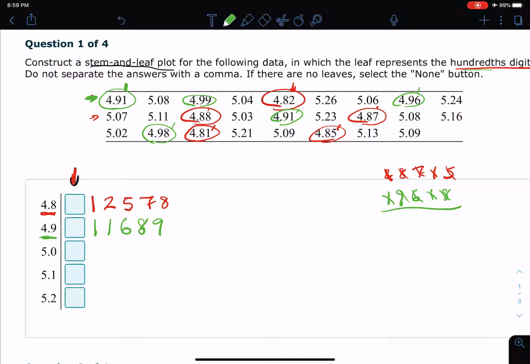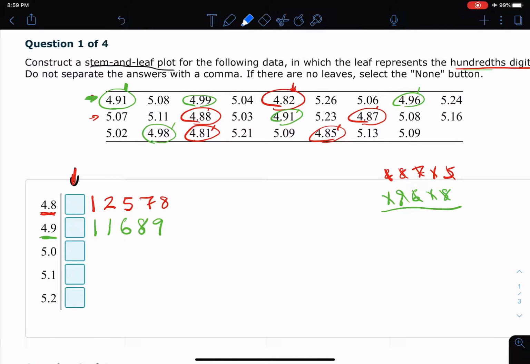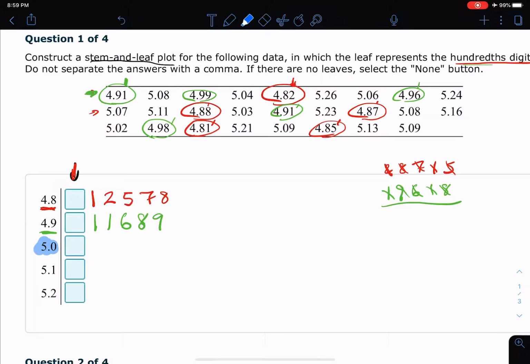The next one, let's get some highlighter colors going here. How about highlighter blue? So now we're looking for 5.0s, so 5.0 something. So that's going to be 5.0, this one. Let's say 5.0, of course 7, but I'm looking at 5.0s right now.